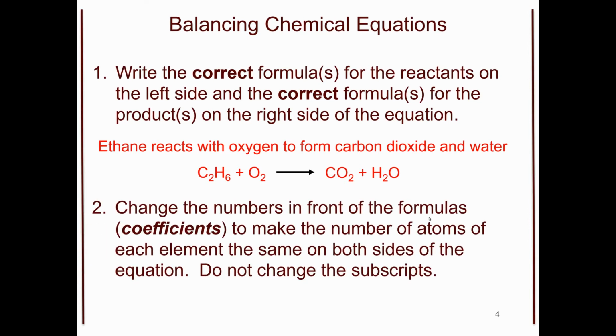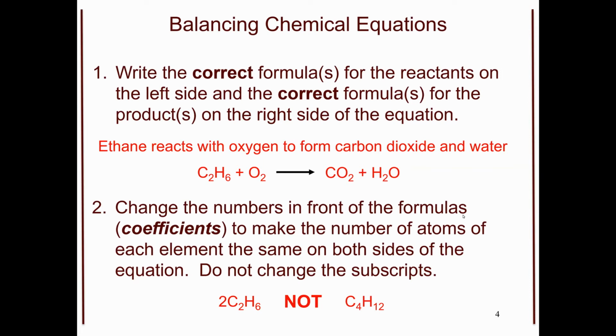Then what you need to do is change the numbers in front of the formulas. We call those coefficients, to make the number of atoms of each element the same on both sides of the equation. Do not change your individual compounds once you have them correct. What we mean by this is that we do not want you to go in and change the subscripts of your correct formula because you'll make them incorrect. An example of this is we would need to put 2 C2H6, not C4H12. C4H12 is a completely different compound and one that would lead to an incorrect answer.